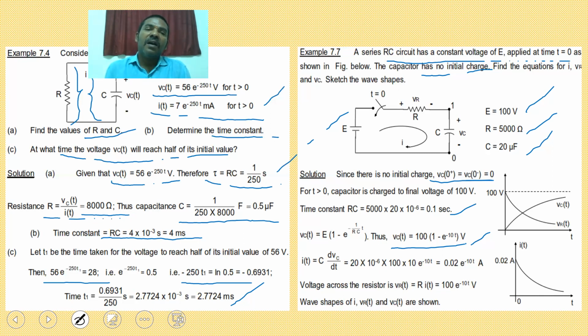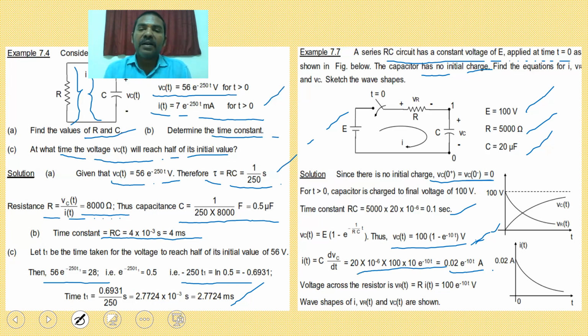Then coming to the current. So what is the current calculation? I of t is equal to C into dV of t by dt. The voltage drop across the capacitor is already calculated: 100 into 1 minus e power minus 10t. The C value is 20 into 10 power minus 6. If you substitute, dV by dt gives 20 into 10 power minus 6, 100 into 10 e power minus 10t. So finally you get 0.02 e power minus 10t amperes.